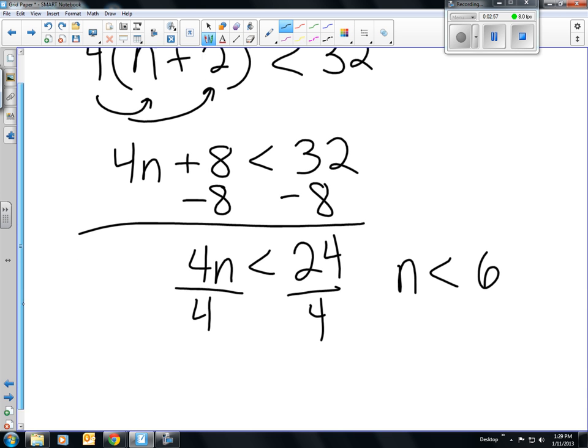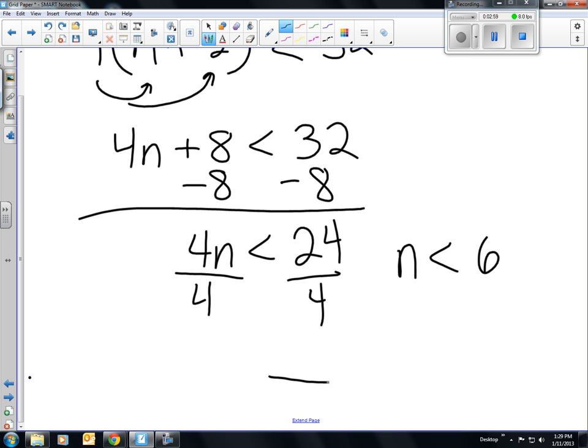And then here, if you want to graph that solution, we create our number line, and we put 0 on there, and we put 6, and then we have an open dot again at 6, and we shade to the left.